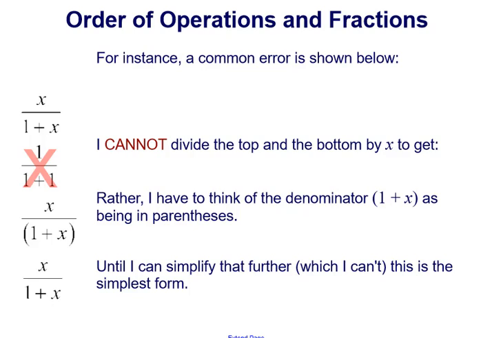For instance, a common error is shown below. So here we have the expression of x over the quantity of 1 plus x. So I cannot divide the top and bottom by x to get 1 divided by 1 plus 1. Rather, I have to think of the denominator of 1 plus x as being inside parentheses. And until I can simplify that further, which right now we cannot, this is the simplest form. We cannot change it to anything else. It has to stay x over 1 plus x.